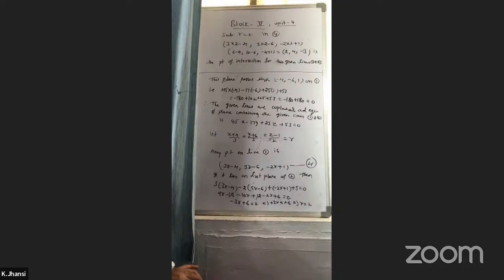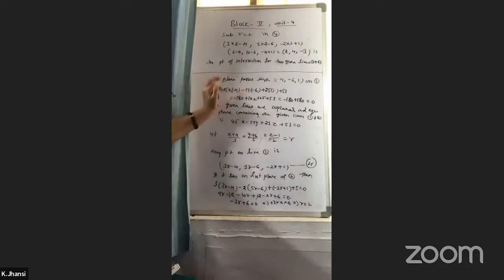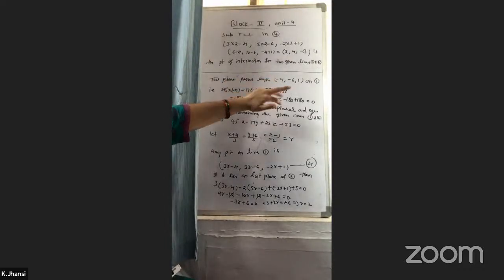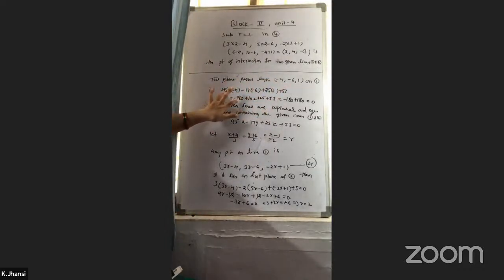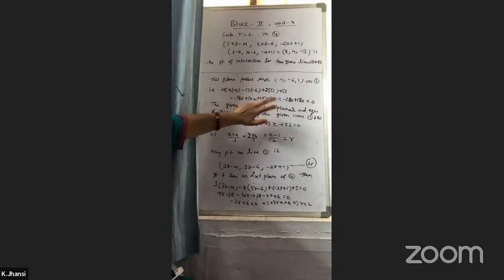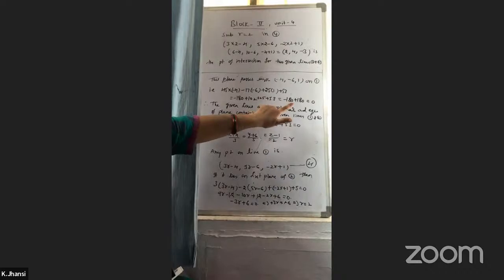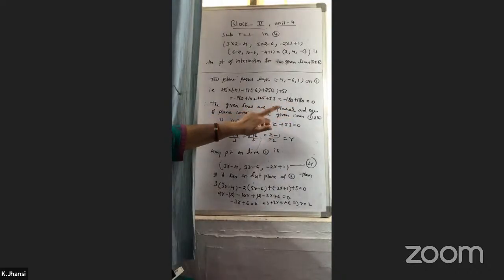And to know whether they are coplanar or not, take the first line's x1, y1, z1 values and substitute them in the plane. If you get the result as 0, then the given lines are coplanar. If you get it as not equal to 0, then they are not coplanar.